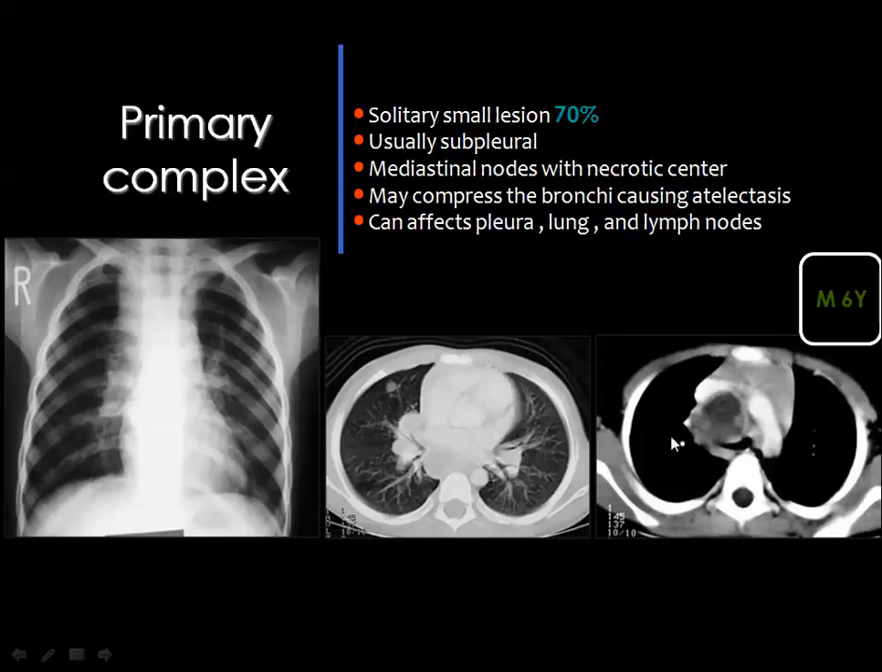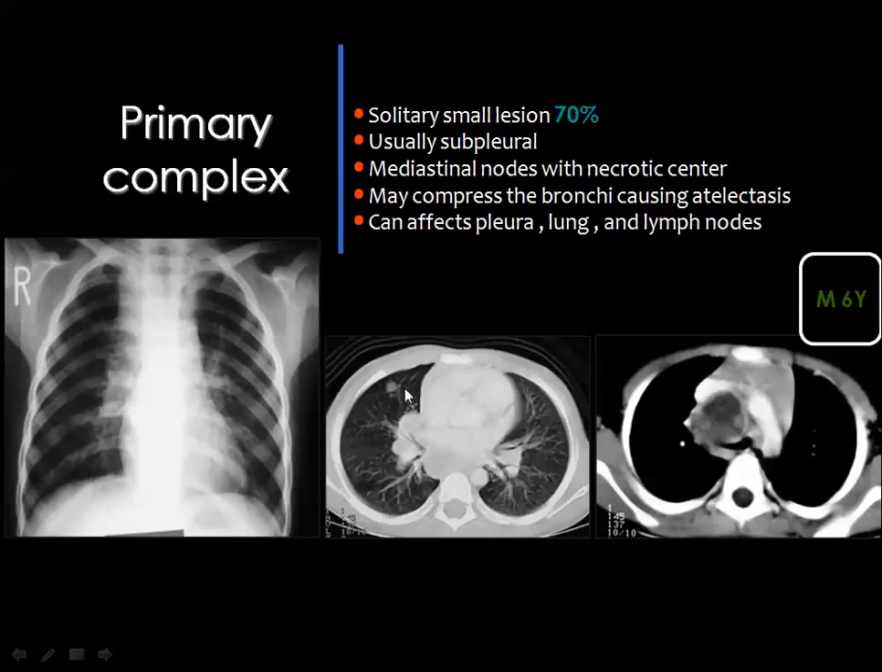And the nodes in TB are usually necrotic. They contain hypodense center with peripheral enhancement, and they may show internal calcification. And this is a good example in a child 6 years old. You see, this is the arch of the aorta, and this is the superior vena cava, and this is an enlarged retrocaval lymph node. You remember that this is the normal thymic gland.